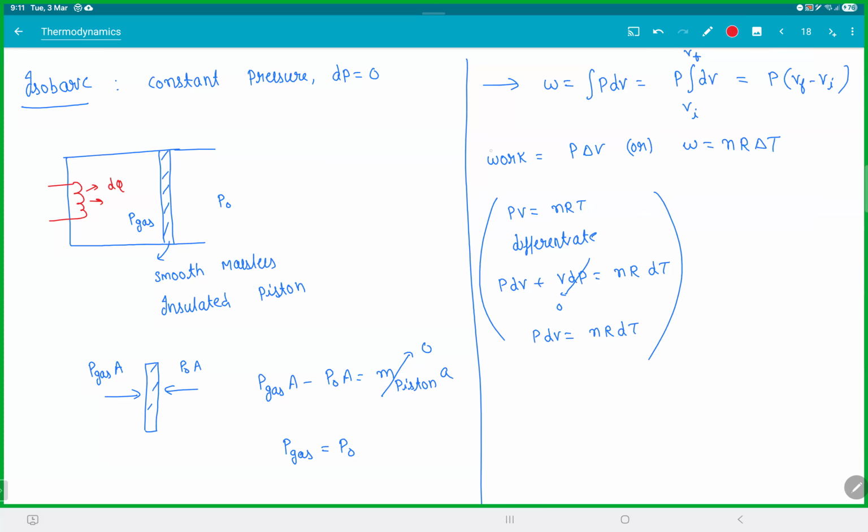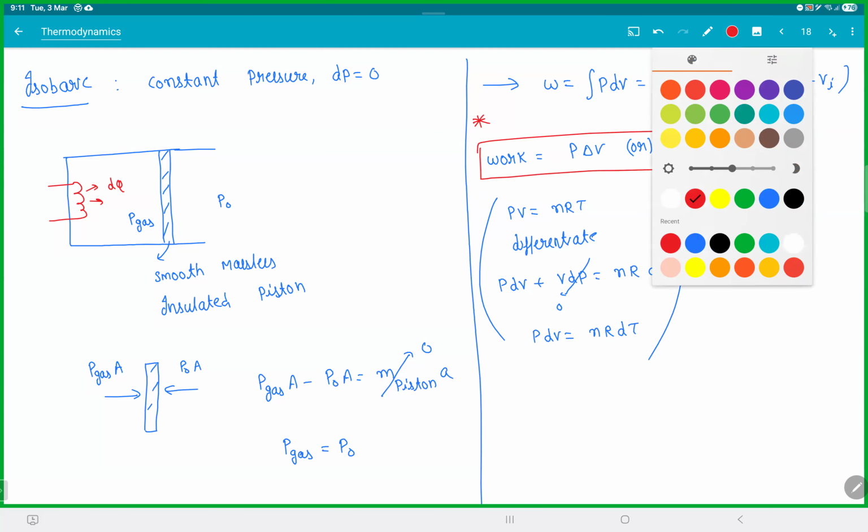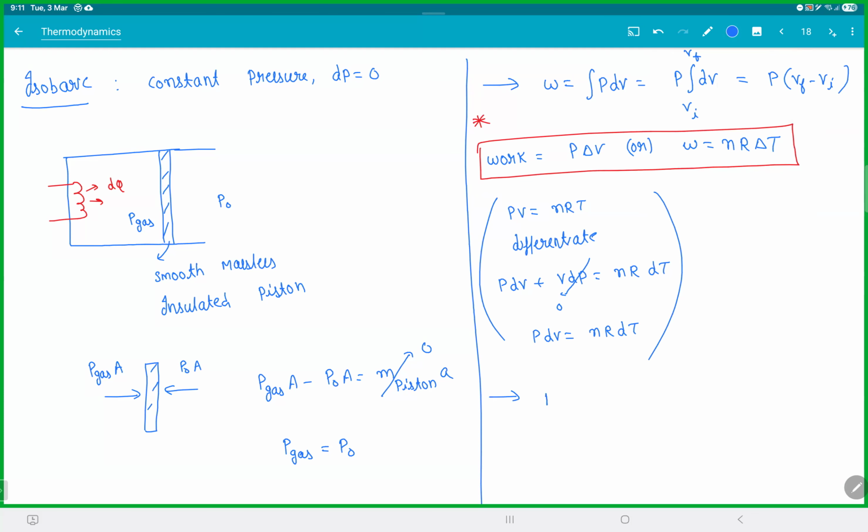You should definitely remember this formula for work done in an isobaric process. And what is delta U? Same story: f by 2 nR dT. It doesn't matter which gas you bring, this will always be the same because it's a state function. But now be careful here. Just now we proved that fR by 2 is Cv. So we can write this as nCv dT.